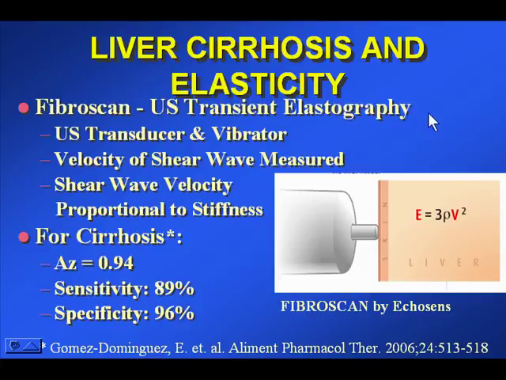This device has been extensively studied mostly in Europe and elsewhere outside of the United States, and is showing very good performance with an area under the ROC curve of 0.94 for cirrhosis and a high sensitivity and specificity. But it doesn't seem to work quite as well for lesser degrees of liver fibrosis.